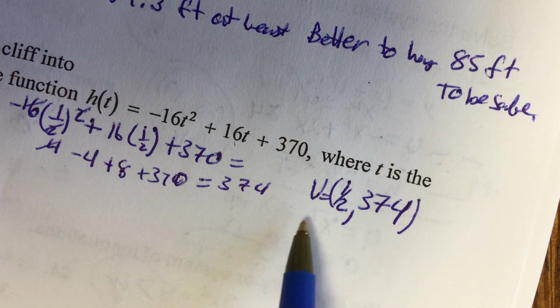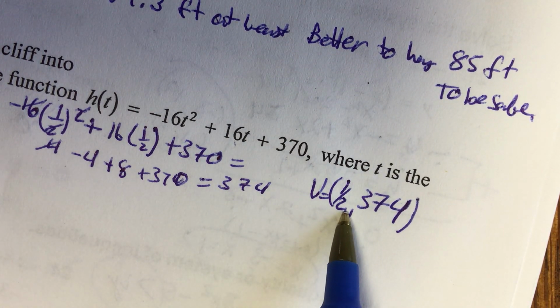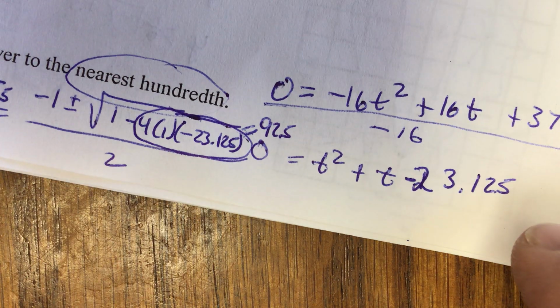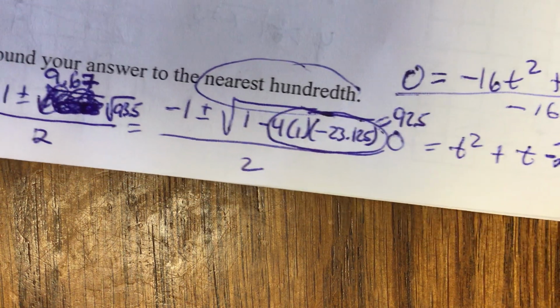In other words, my vertex point is in half a second. That's how long it will take to reach the maximum height. I will reach a maximum height of 374 feet. That's the y value of the vertex point. So that answers questions A and B. Now question C is a little bit different. It says, when will you hit the water?